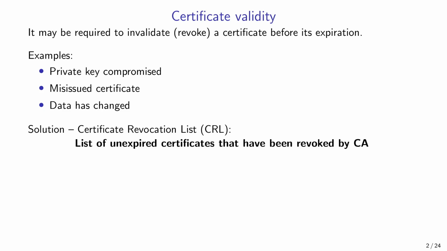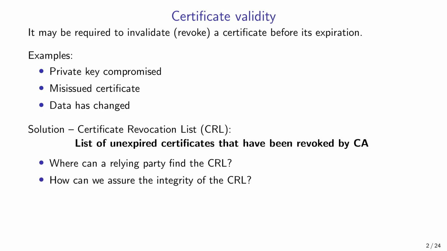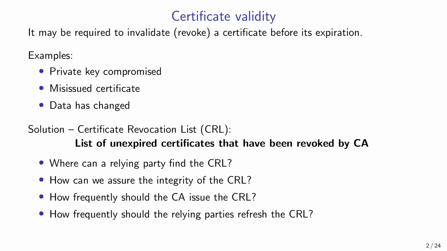But there are several practical questions that we have to solve for the system to work flawlessly. Namely, where can a relying party find the CRL? How can we assure the integrity of the CRL? How frequently should the CA issue or update the CRL? How frequently should the relying parties refresh the CRL? And how can the relying party verify that the CRL is fresh, meaning that it is the most recent blacklist? Let's try to answer these questions one by one.